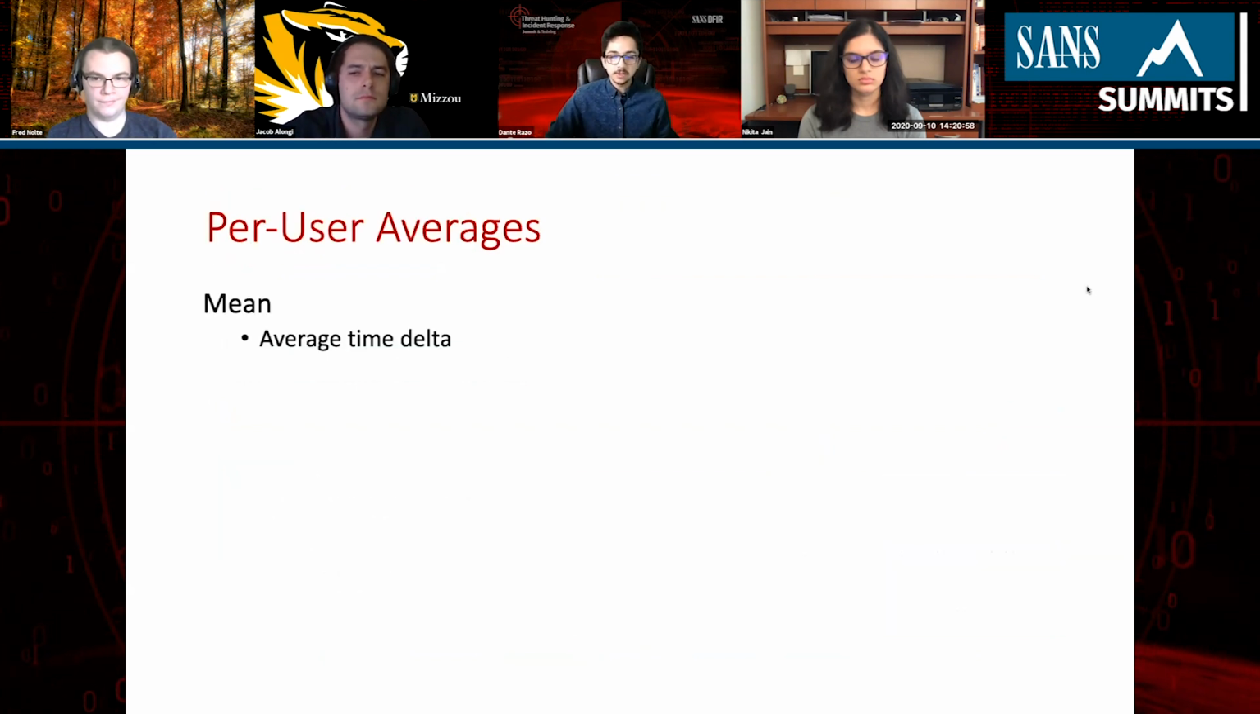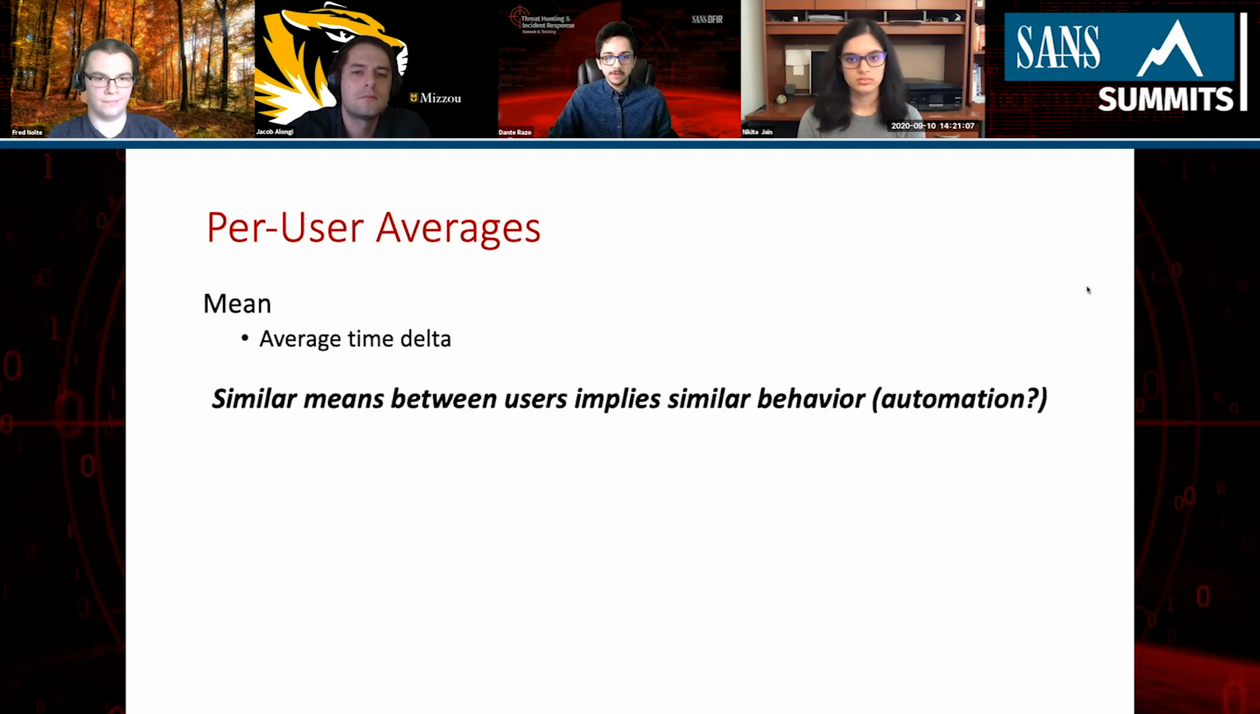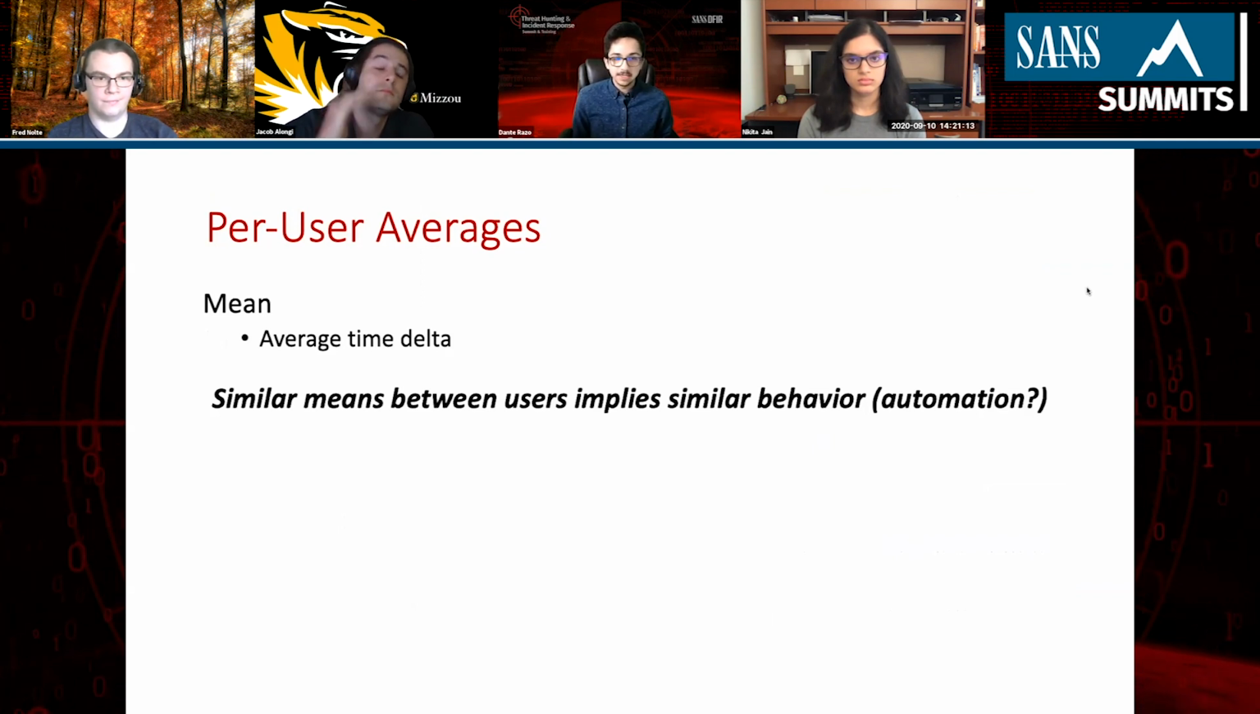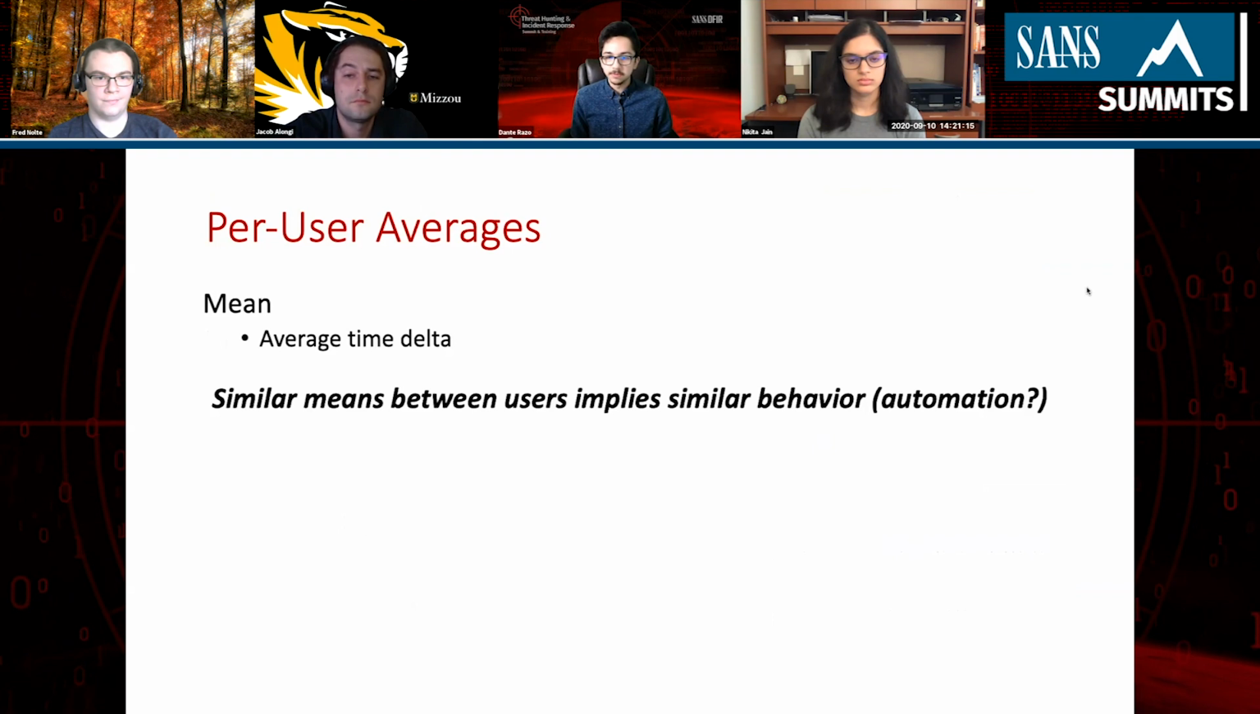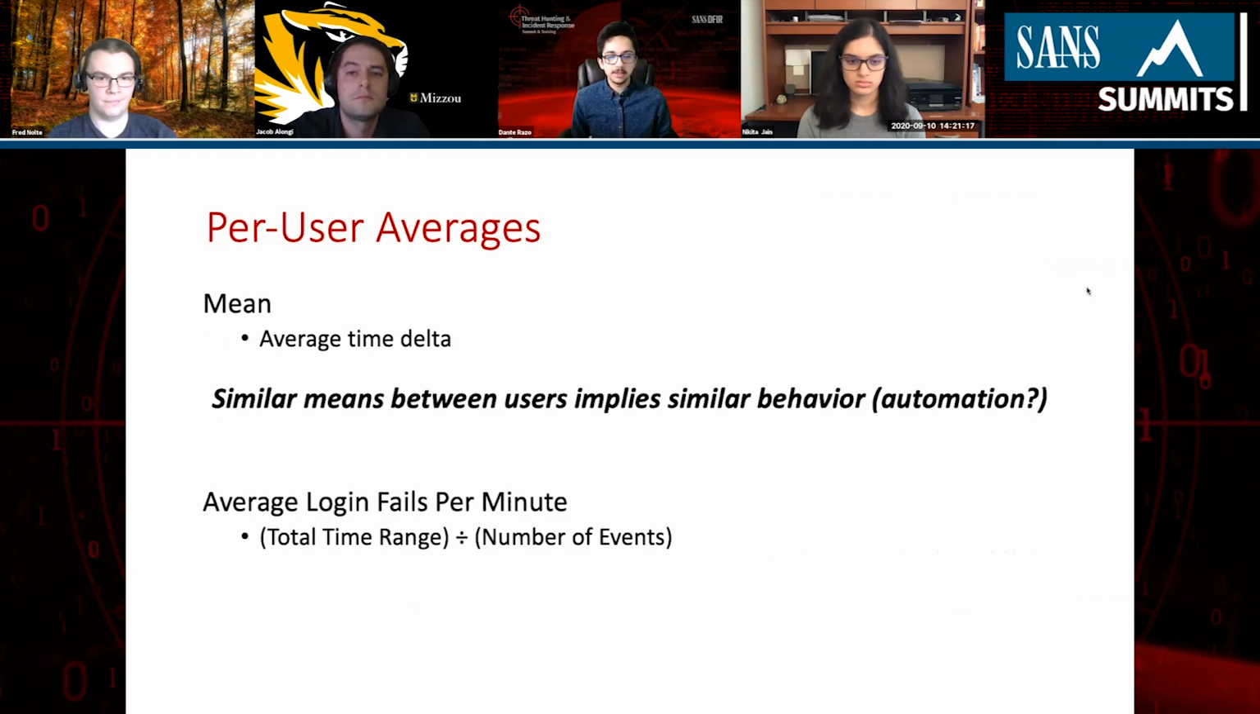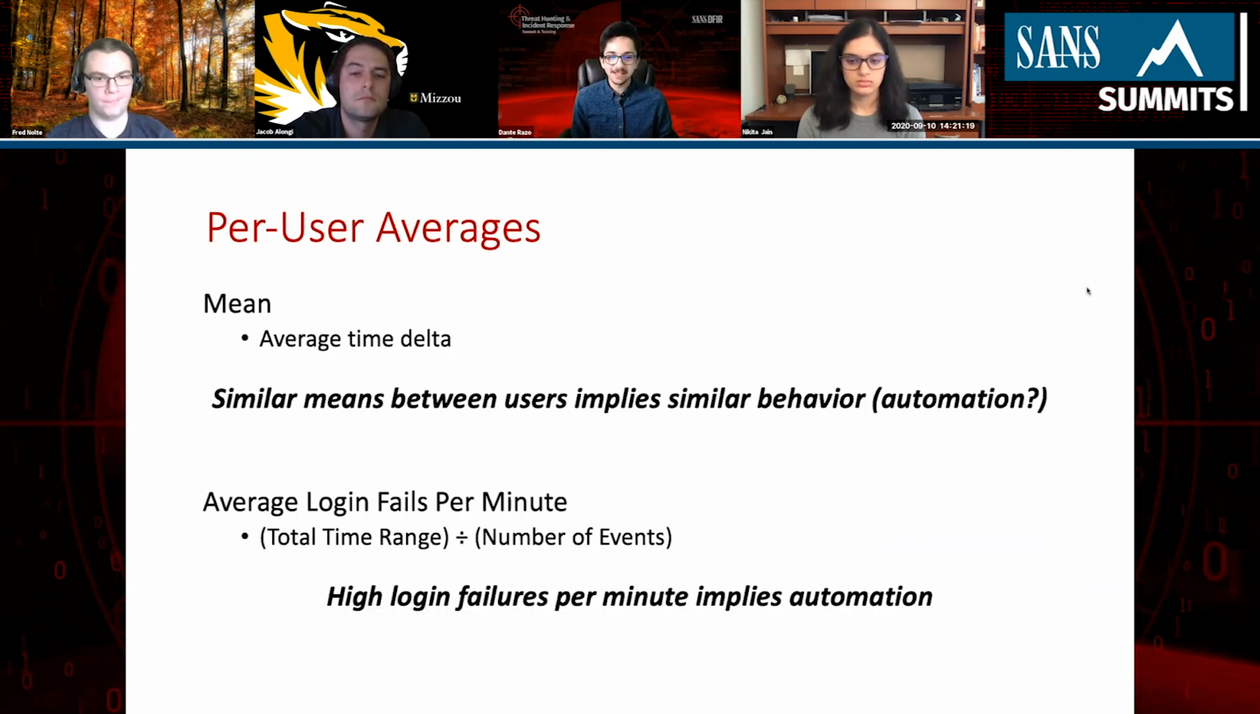So for each user, we calculated a handful of useful metrics that helped us identify cases of interest. The first of these is the mean, or the average. We find similar means among users interesting because it's indicative of automated login attempts. And in a similar vein, login failures per minute is a metric that tells us how dense a user's login activity is. There's a lot of activity in a short time frame that could imply password spraying as well.